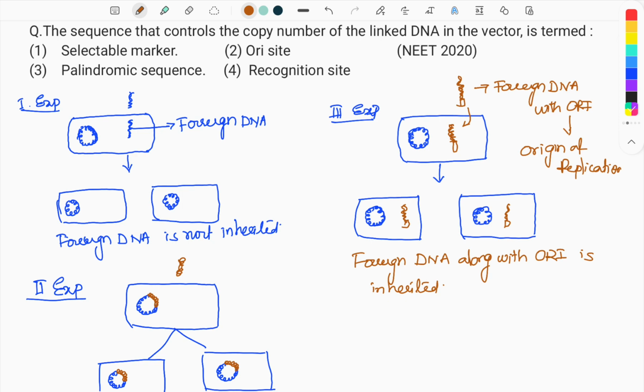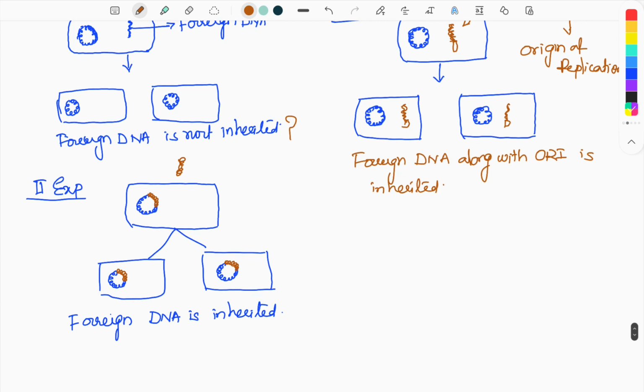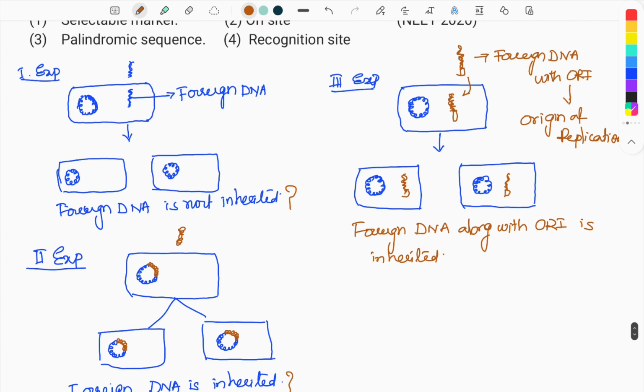Now, what happened in the first case, that why foreign DNA is not inherited here. And in second case, why foreign DNA is inherited. In third case, why foreign DNA is inherited. Remember one thing that when ORI is present, the site responsible for origin of replication, then only the replication will start, and that is inherited into the daughter bacteria.